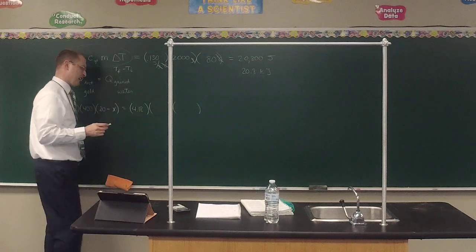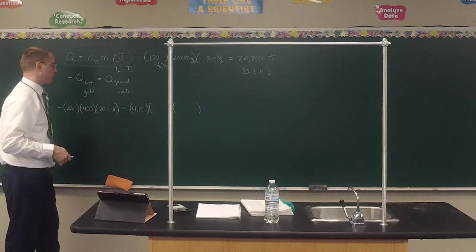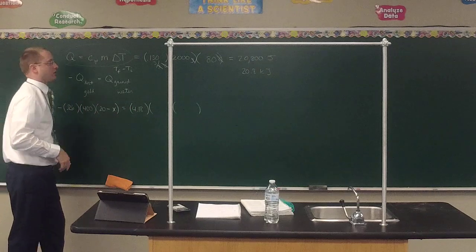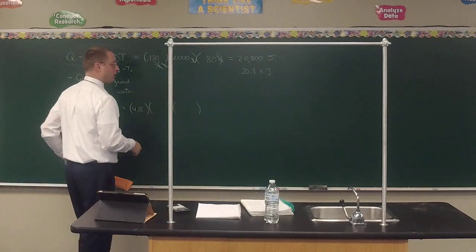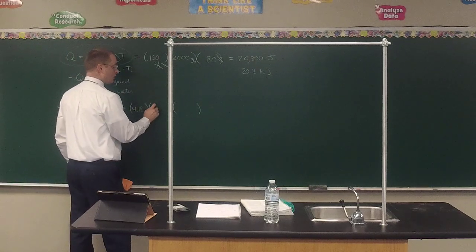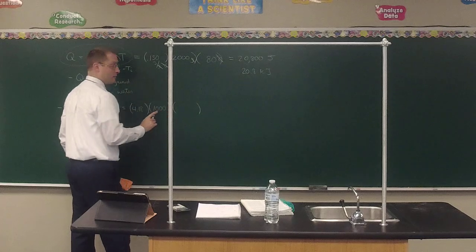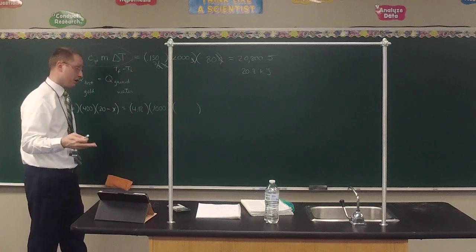4.18. If you want to be more exact, 4.184. Don't bother. The chart says 4.18. We're doing 3 sig figs on the other side anyway. The mass of the water: 1,000 grams. By the way, 1,000 grams is a kilogram. That would be exactly a liter of water.